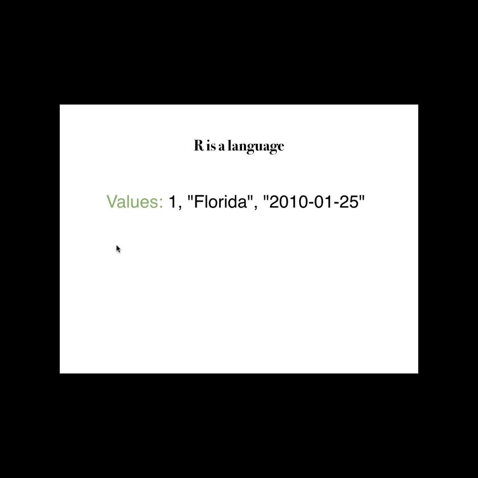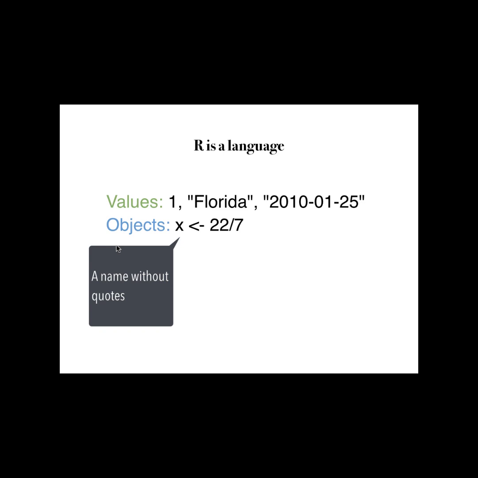Okay, so the first thing, R has values. So there's a lot of different types of values it can have, but it has values. So 1 is a value, floor is a value, date there is a value. It also has objects. Okay, in this case, an object is X. We'll talk about that little funny character that kind of looks like an arrow pointing to the left in a moment. All right, but the difference between a value and an object is going to be incredibly important.